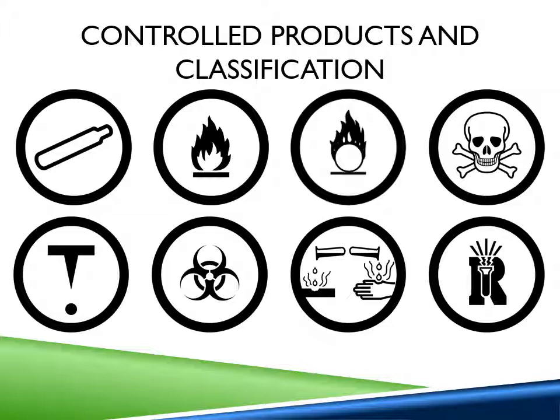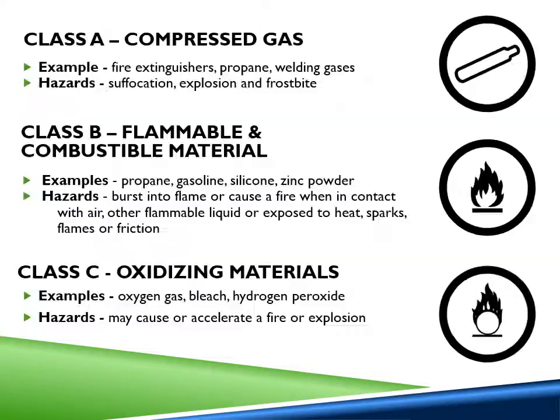The purpose of the symbols is to help people identify the hazard quickly and take the appropriate precautions. There is a total of 8 symbols which you should be able to identify at the conclusion of this module. In the next few slides, we will review these controlled products and symbols, the hazards associated with each product, and safe handling measures to ensure you work safely when handling controlled products.